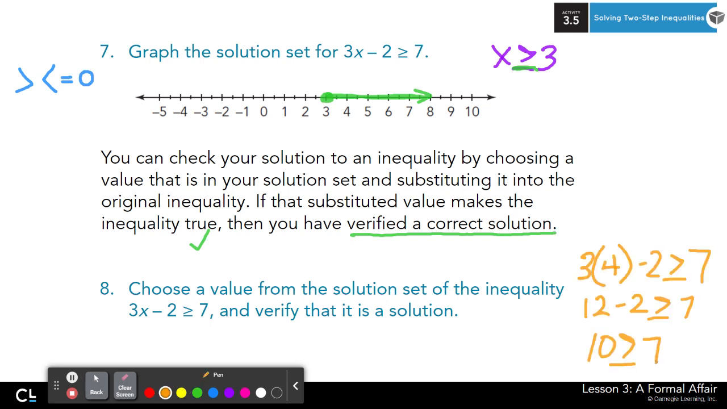You could have chosen any number to verify your solution. I simply chose 4 as an example. As you can see, 3 times 4 gave us 12. Take away 2 gives us 10, which is greater than or equal to 7. And is that true? Yes, that is true. And we are moving on.